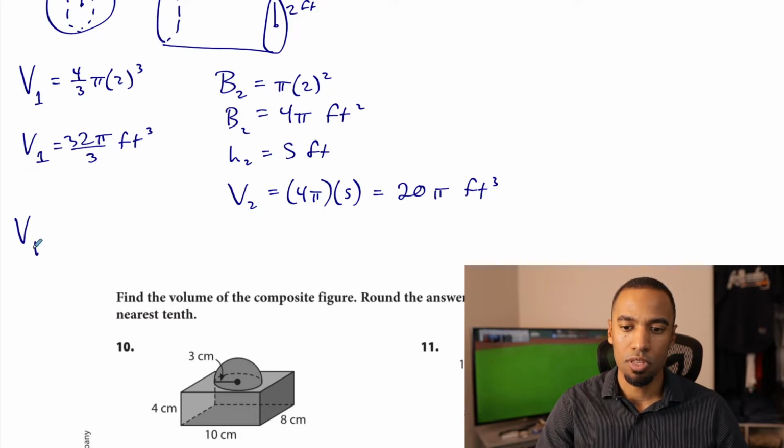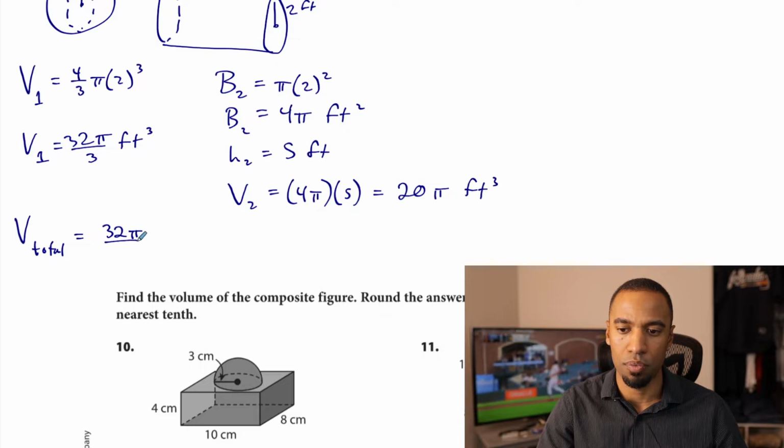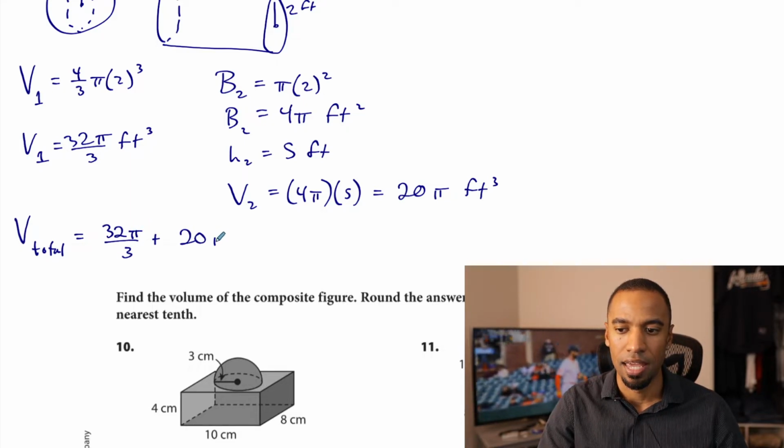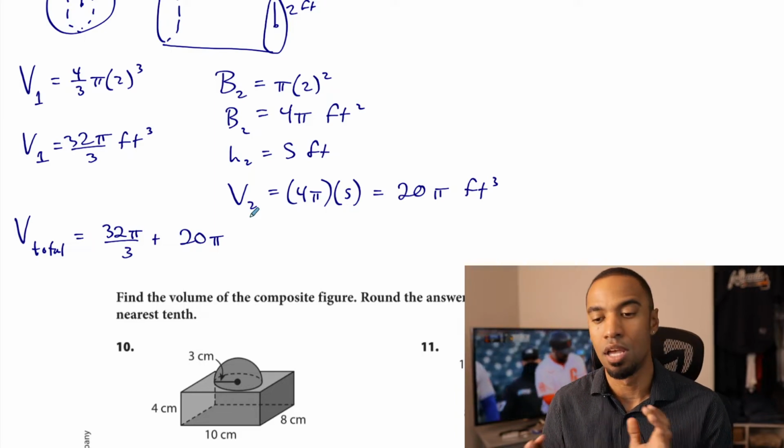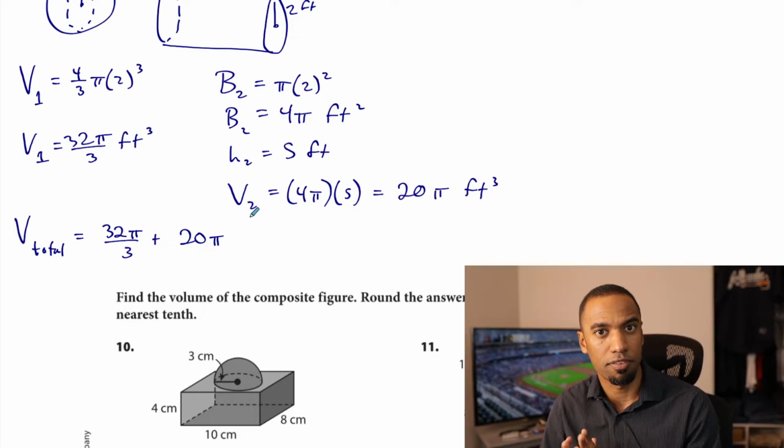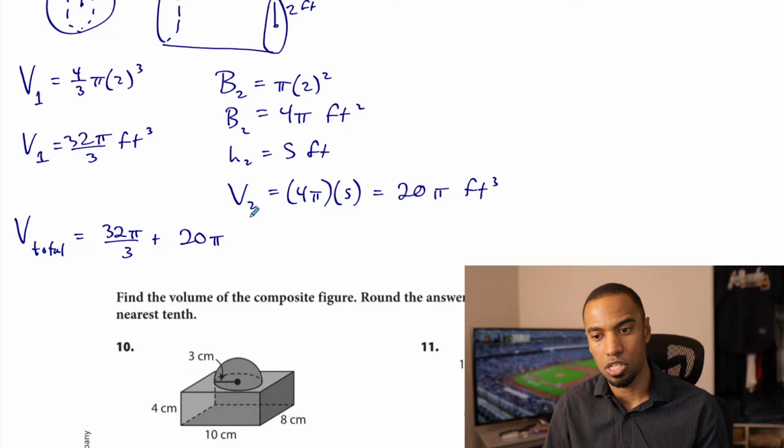So the volume of the total is going to be those two volumes added together. We're going to get 32 pi over 3 plus 20 pi. And listen, they say leave your answer in terms of pi. And like I said, I'm not going to do any rounding outside of it. So I'm going to alleviate myself of calculator work right here, and I'm going to continue with what I have.